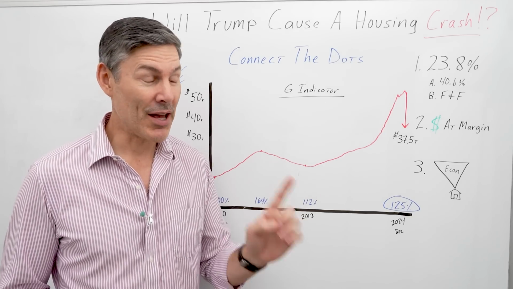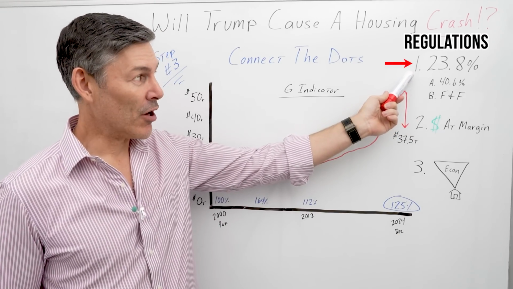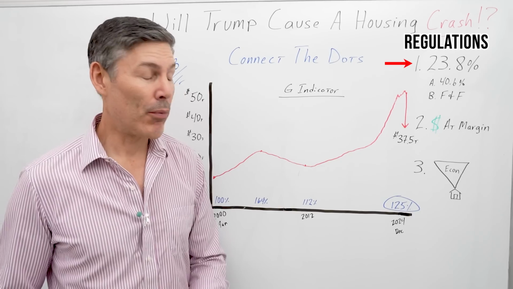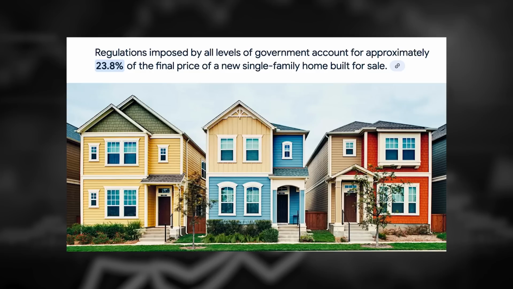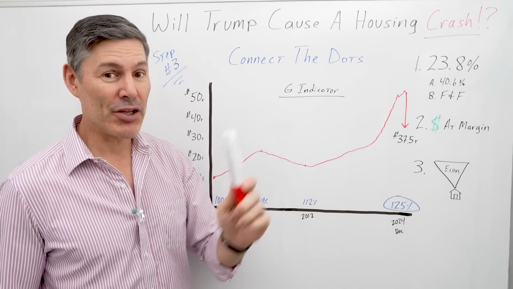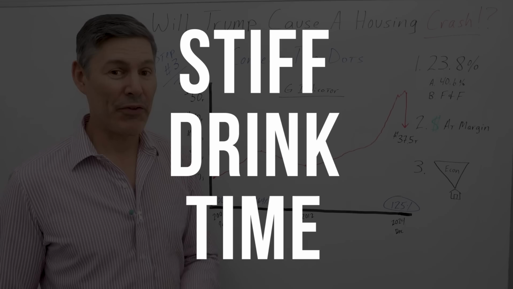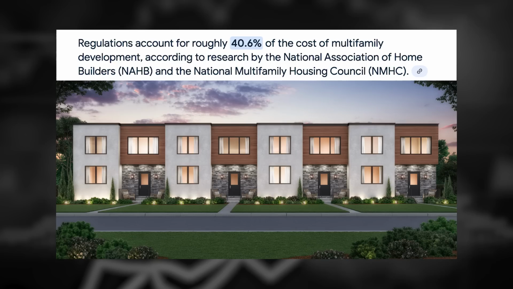But check this out. Regulations add approximately 23.8% to the cost of single-family residential real estate. And if you think this is a shocking number, I would challenge you to sit down, pour yourself that stiff drink, and look at multifamily, clocking in at 40.6% of the cost to build a new apartment complex is regulations.